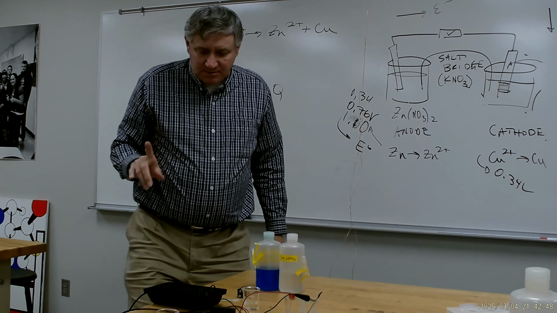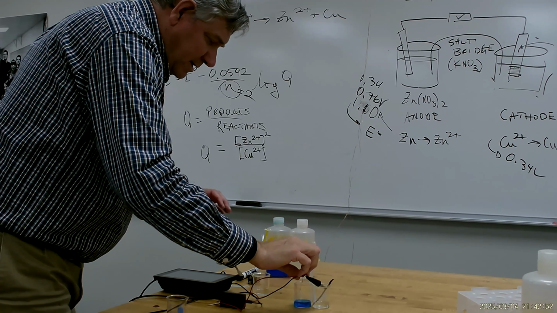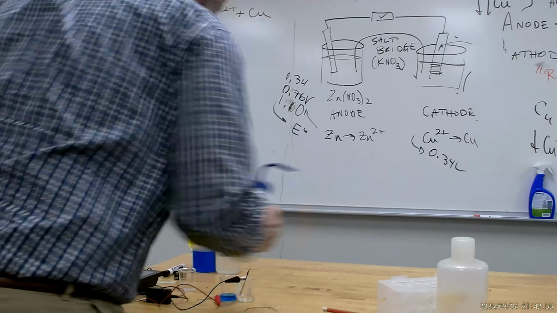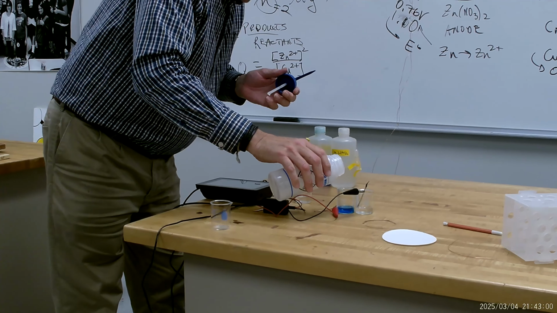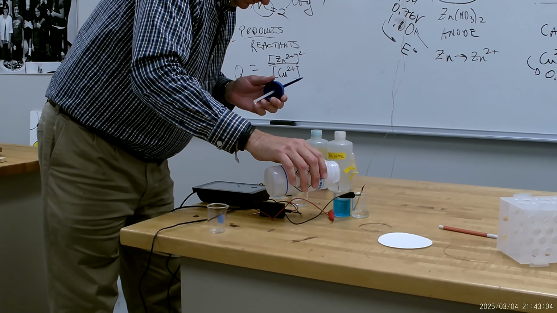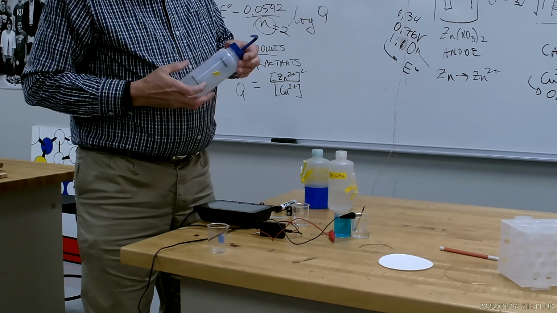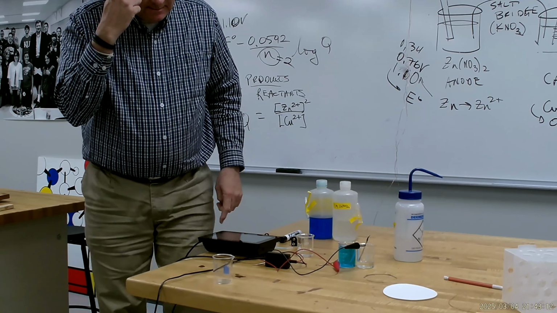Now, here's what I'm going to do. Right now, we're at like 0.846. What I'm going to do is greatly dilute the copper solution by adding a whole bunch of water. Okay? So I added a whole bunch of water. Now, I'm going to put that back in.